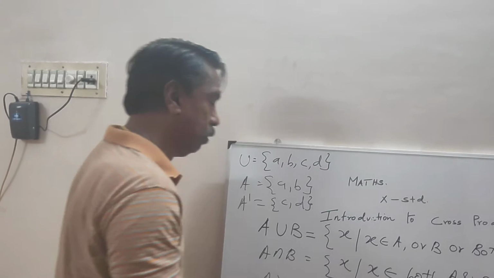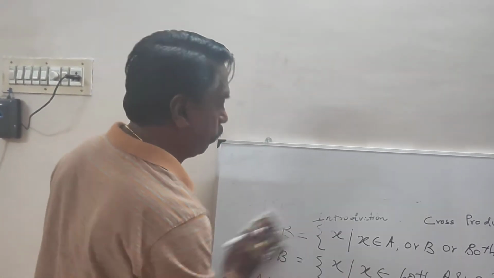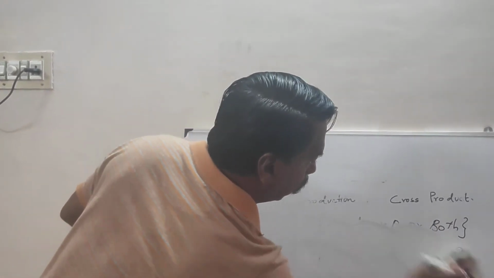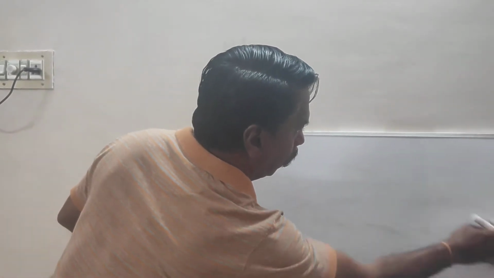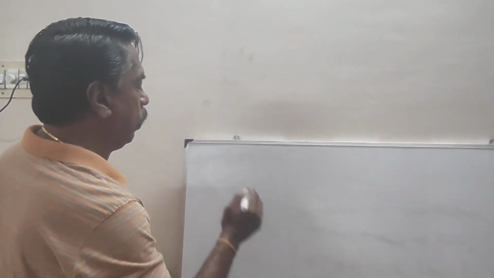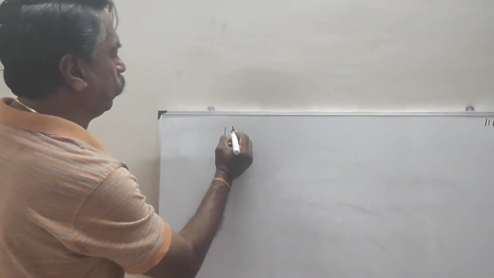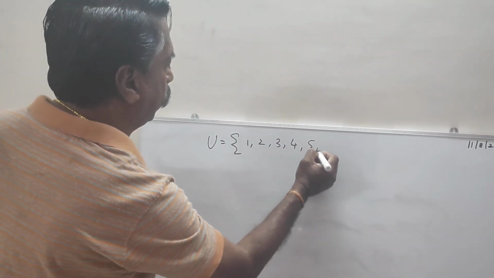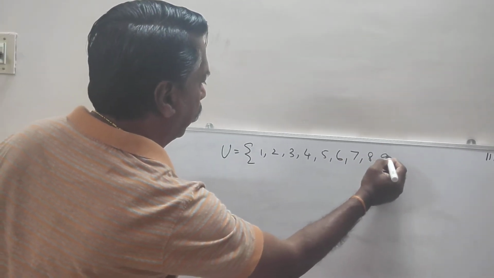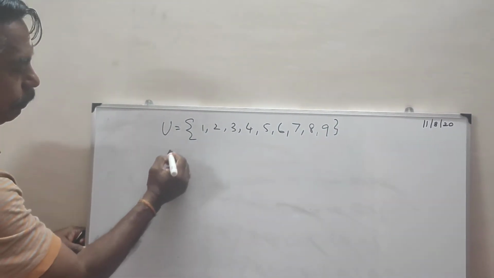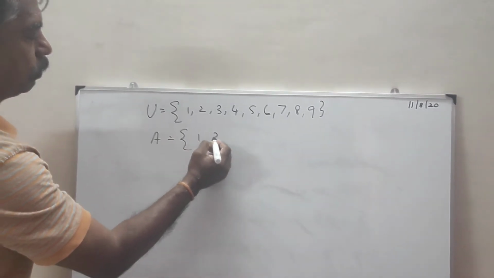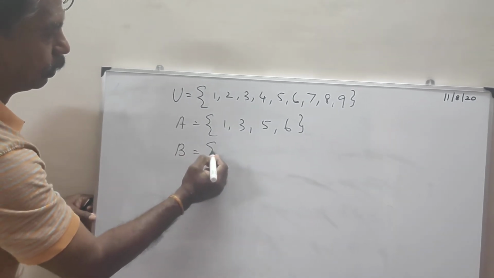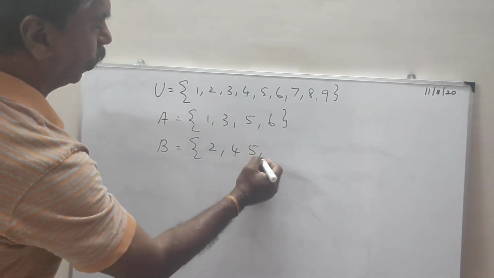I'll give another example also. Suppose the universal set is 1, 2, 3, 4, 5, 6, 7, 8 and 9. Set A is 1, 3, 5 and 6. Set B is 2, 4, 5, 7.